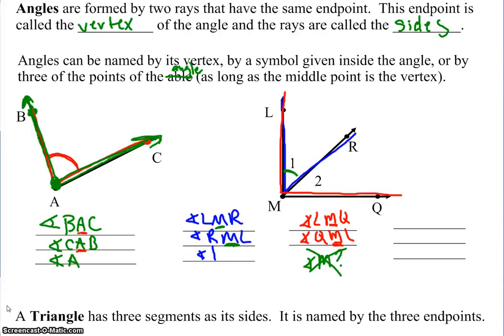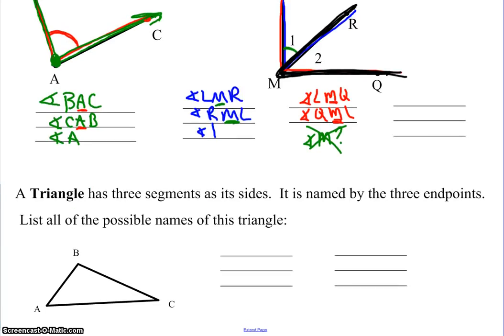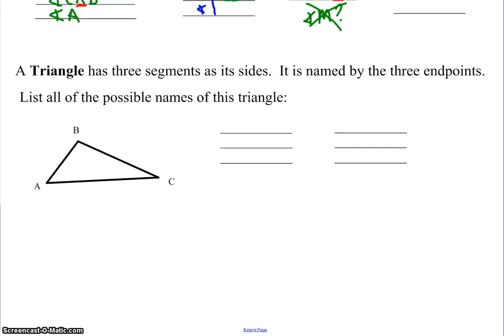Go ahead and see if you can come up with all the different ways to name this other angle over here. So go ahead and do that. A triangle. A triangle has 3 segments as its sides. It's named by the 3 endpoints. List all possible names of this triangle.